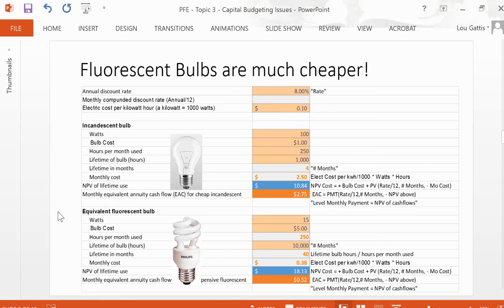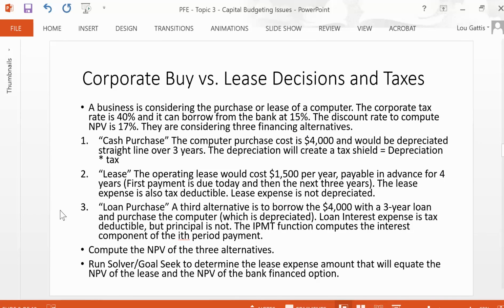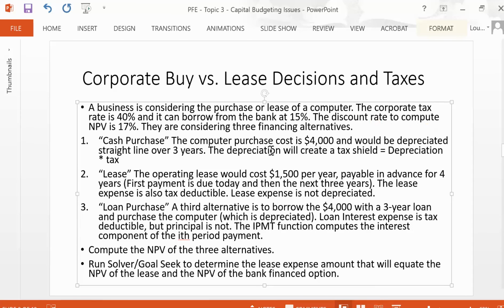Let's talk about another issue in capital budgeting that's sometimes difficult to wrap our heads around. What if we talk about buying a simple piece of equipment? It's going to cost us $4,000 and we're thinking about doing a purchase using company cash. We'll call that an all equity purchase. Equity meaning we're using the corporation's funds to purchase the asset. And we're going to depreciate it over 3 years. So we're going to create a depreciation tax shield. You're going to save some taxes because of depreciation. So you're going to pay $4,000 today and receive some benefit of depreciation tax shield over 3 years.